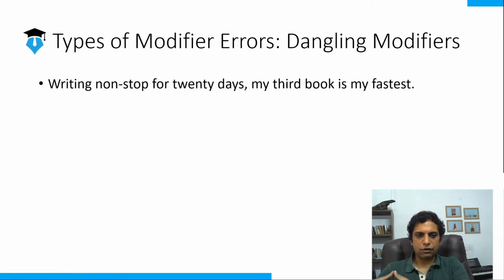In the second category, dangling modifiers, basically the focus of the modifier is referred to in the sentence but actually isn't present. For example, writing non-stop for 20 days, my third book is my fastest. The subject of the sentence is what? Is it me or is it my book? It's the book. But is the book writing non-stop for 20 days? No. I have been writing non-stop for 20 days. I am not even present in the sentence. It says my third book, not me or I.